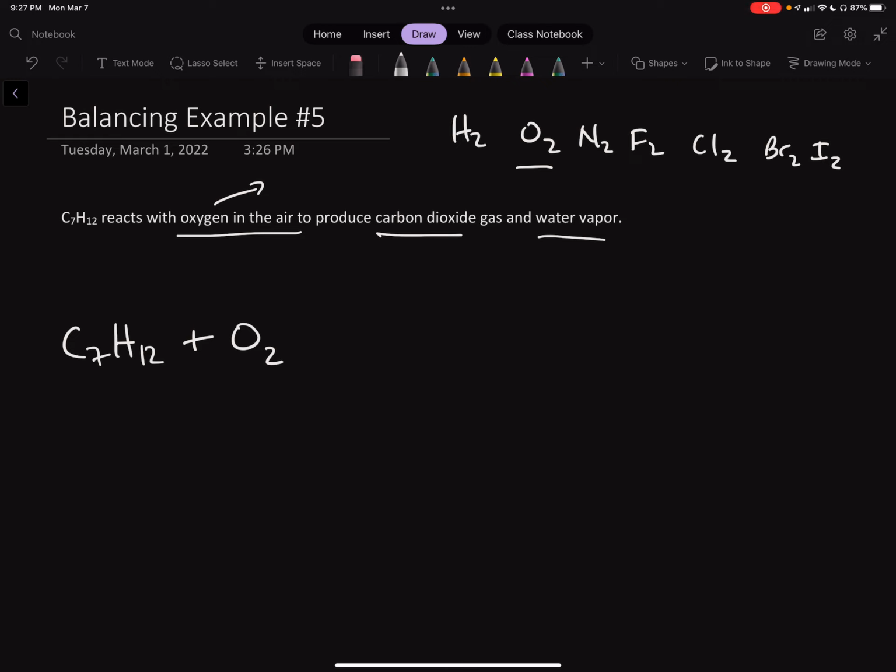I'm not going to worry about the physical states too much. I mean, this could be a liquid or a gas. Let's just say it's a liquid, and the oxygen would be gaseous. And carbon dioxide gas and water vapor. So water vapor implies it's a gas as well. So carbon dioxide is CO2 gas, and then water vapor would be H2O gas.